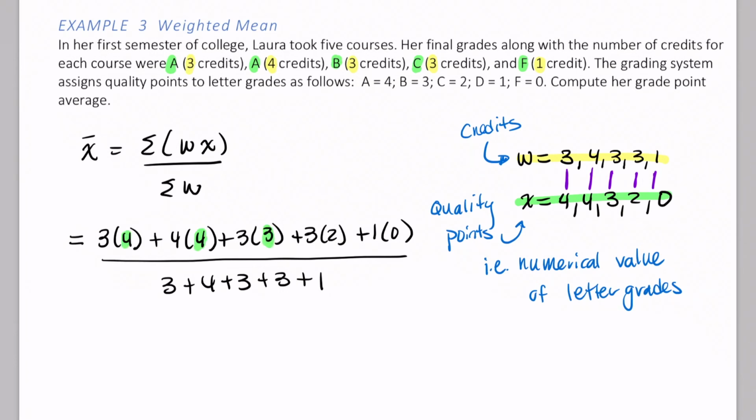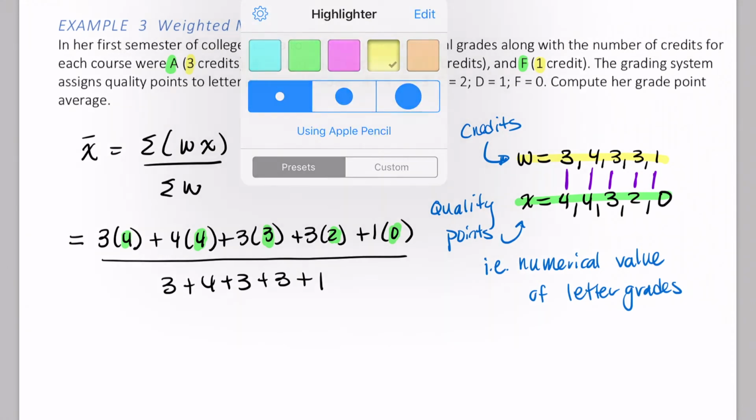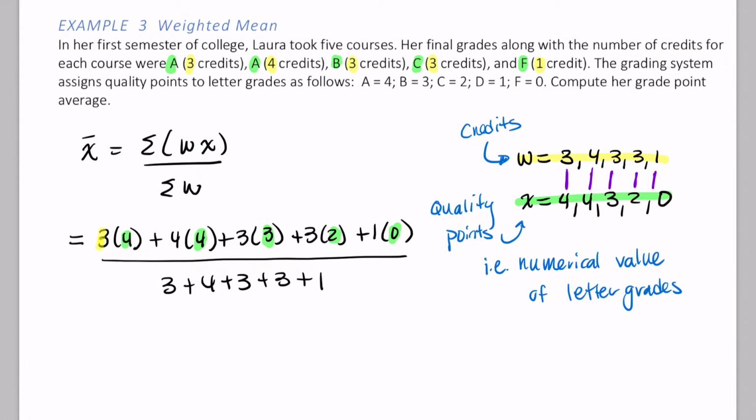A little bit of quick arithmetic. The green highlighted new numbers are the individual x values, which in this case are the quality points, and the numbers outside of the parentheses are our weights. I hope seeing this color coordination helps you keep track of what is what. Now some quick arithmetic will give us 43 over 14, which is a 3.07 GPA.